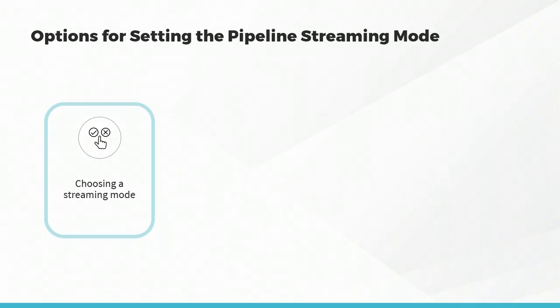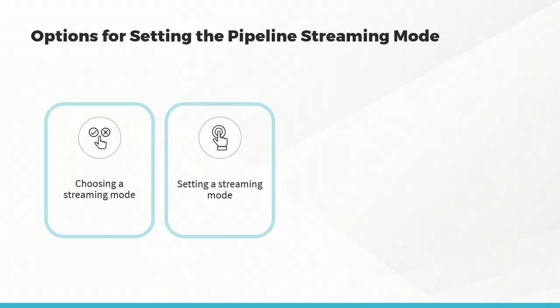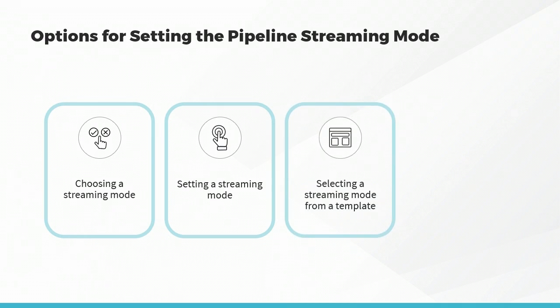So for use cases that can tolerate duplicates, I recommend that we use the at least once mode, and it can significantly lower the cost and latency of our job. But if you can't have duplicates, then the exactly once mode is the one to use. And so setting a streaming mode is important. Once you've identified which streaming mode you'd like, you can set that streaming mode directly in the Google Cloud Console. And then you can go ahead and select a streaming mode from a template if you choose to, rather than making one yourself.